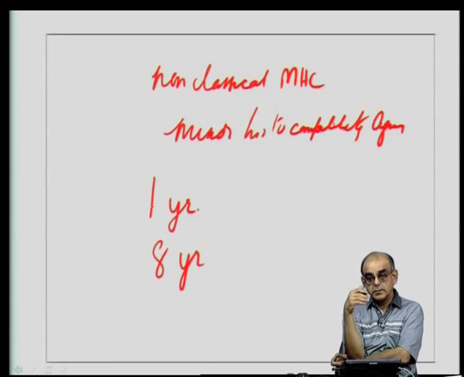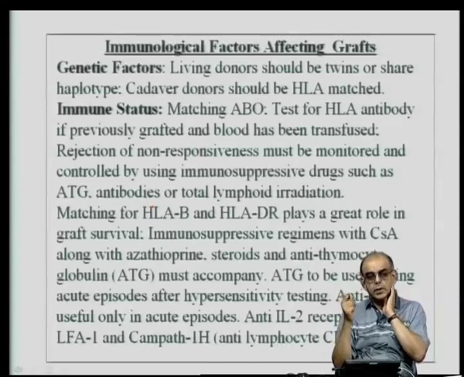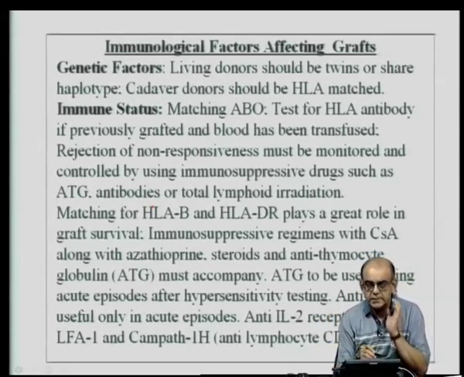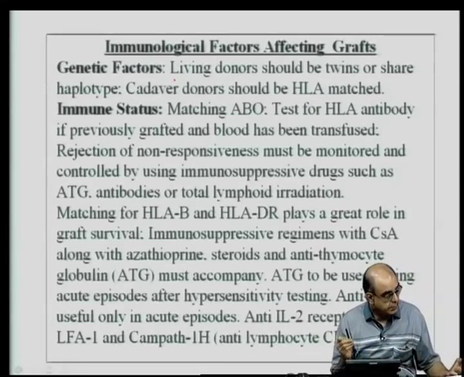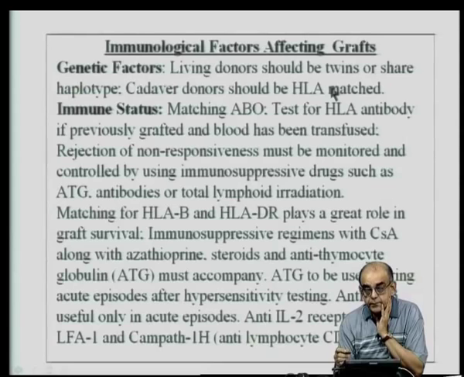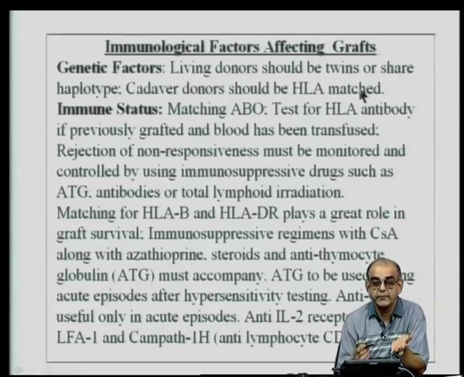The better the medical means by which you can suppress immune responses, the better will be the prognosis of grafting procedures. So, what are all the different factors that affect skin grafts? You see some of the genetic factors, for example, living donors, normally twins. They are the best match that one can get. They share their haplotype, and therefore, there could be a perfect match.